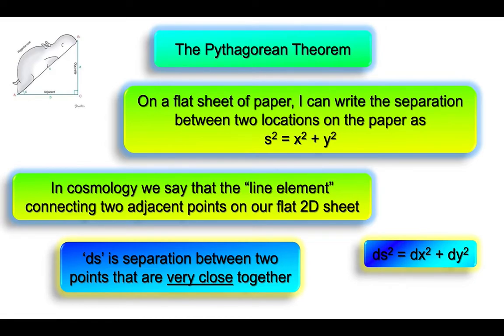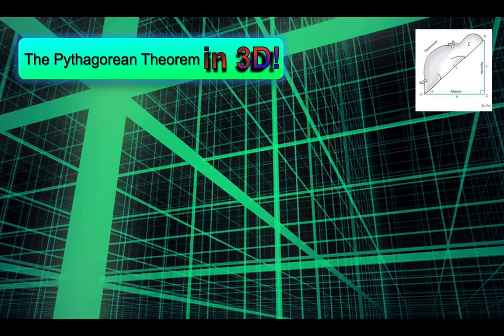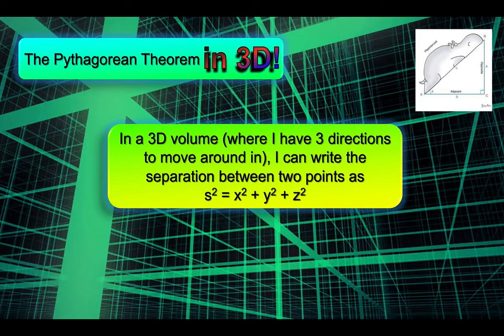Now, if we want, we could also talk about the separation between locations in 3D. The Pythagorean theorem in 3D looks very similar to the Pythagorean theorem in 2D. So instead of talking about the separation on a flat sheet, I'm now going to talk about the separation between here and here, between 2 points in a grid of some sort. In a 3D volume where I have 3 directions I could move around in, I could write the separation between 2 points as s squared equals x squared plus y squared plus z squared.